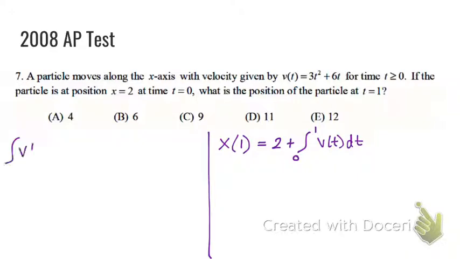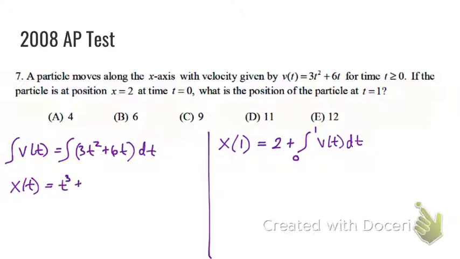So the integral of the velocity function, 3t squared plus 6t dt. The integral of velocity is position, so that would be x of t. The integral of 3t squared is 3t cubed over 3, which simplifies to t cubed. The integral of 6t is 6t squared over 2, which simplifies to 3t squared, plus c.